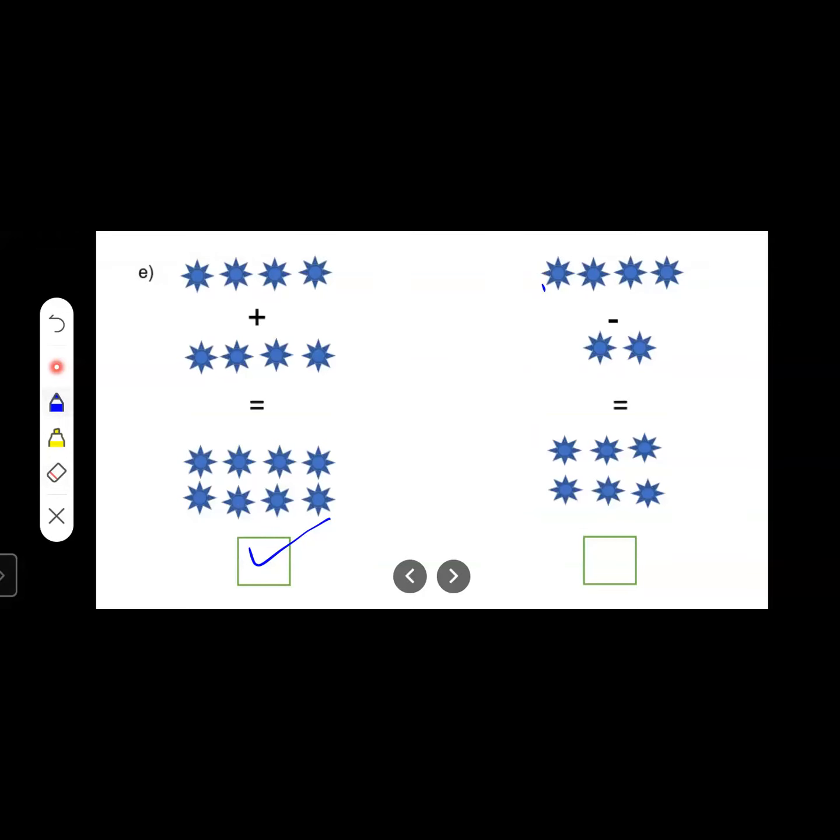Now count it with me. 1, 2, 3, 4. Here how many stars are given? 4 stars. And here 1, 2, 2 stars. And what we have to do? Addition or subtraction? Subtraction. Why? Because this is minus sign given over here. Minus means subtraction we have to do. So 4 minus 2. What should be the answer actually?